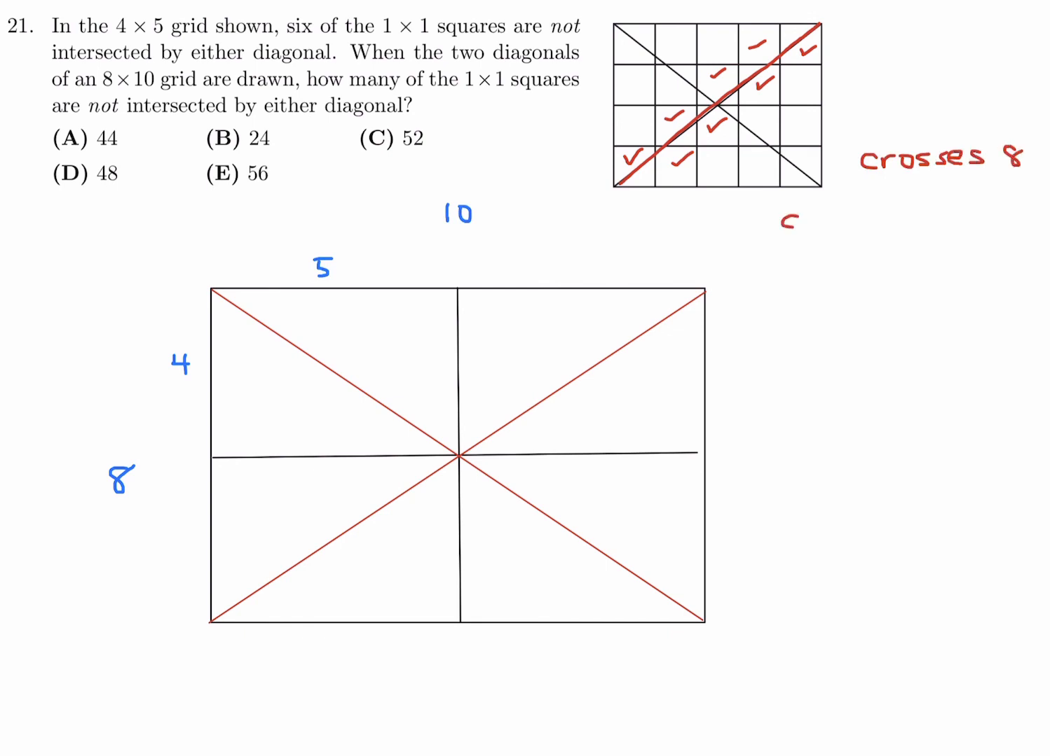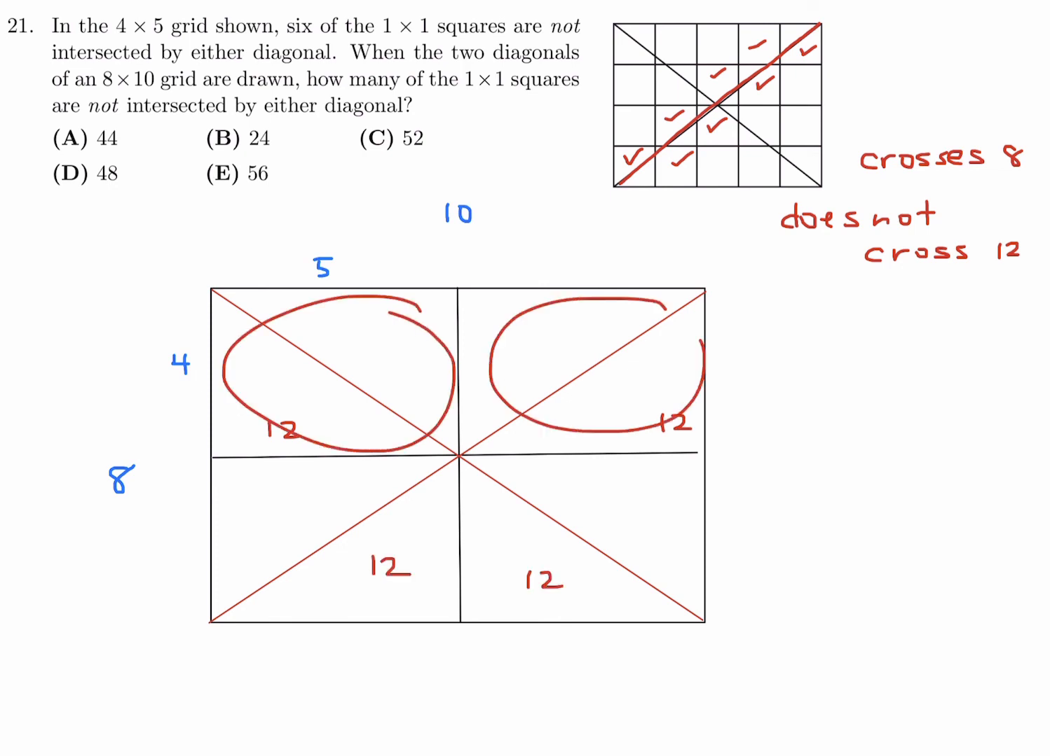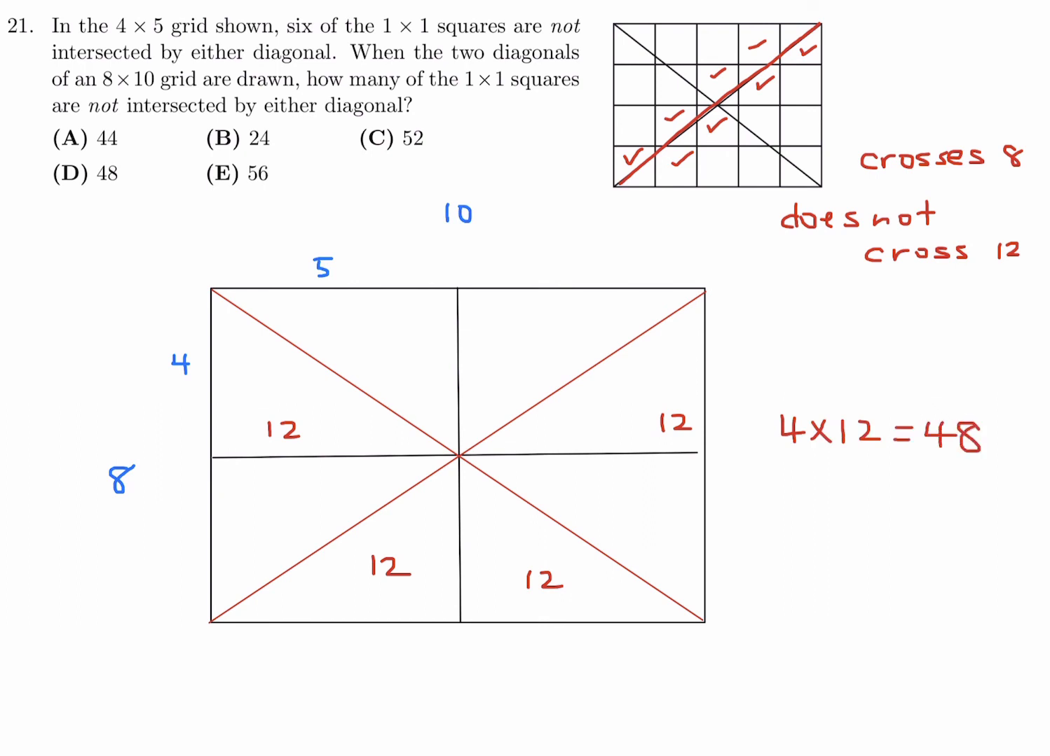So it does not cross 12. So if it does not cross 12, then it does not cross 12 here, does not cross 12 here, here, and here. This rectangle, this rectangle, this rectangle, this rectangle. So in total, it would not cross 4 times 12, which is 48 of these tiny squares. So number 21, the answer is D.